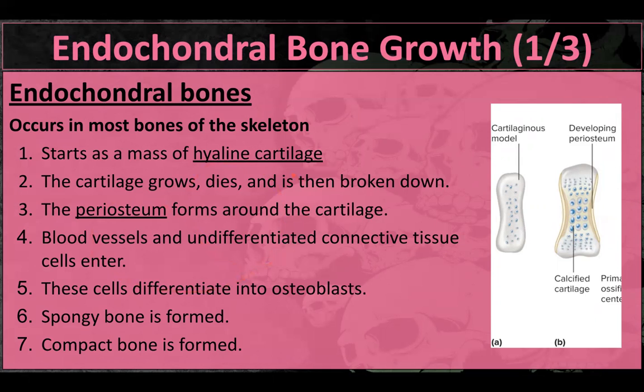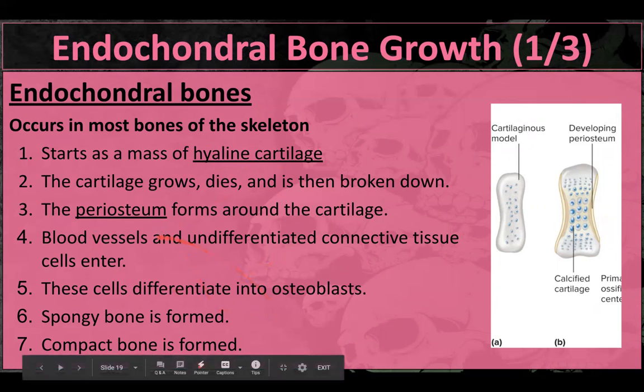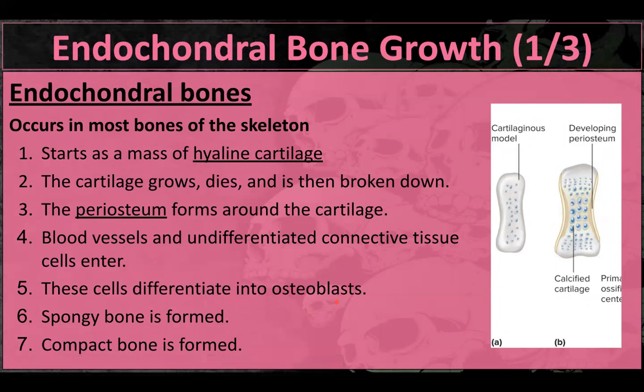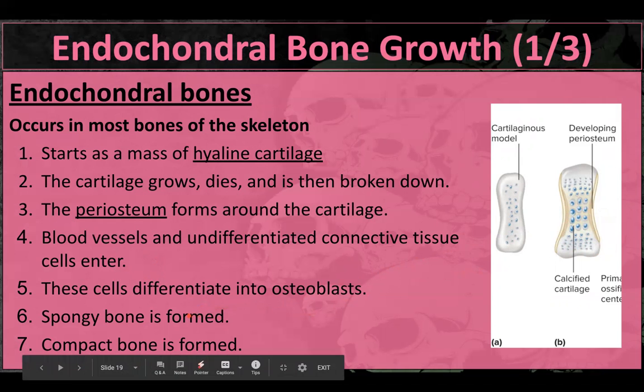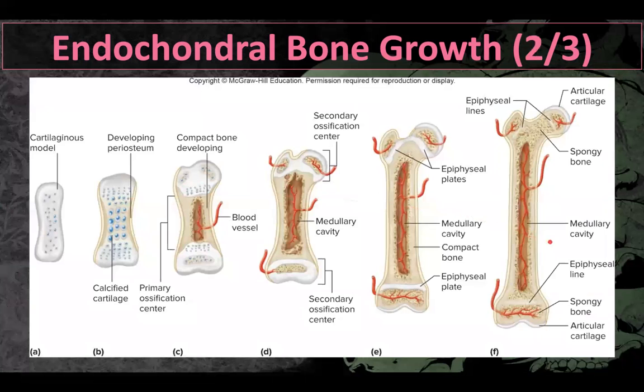So this process in many ways is similar to intramembranous bone growth. Some of the main differences are that the hyaline cartilage is our starting point here, and the periosteum forms before any bone tissue is deposited. And then once the periosteum forms and the connective tissue cells enter and become osteoblasts, the dead cartilage is going to start breaking down so that these osteoblasts can replace it with the spongy and the compact bone.